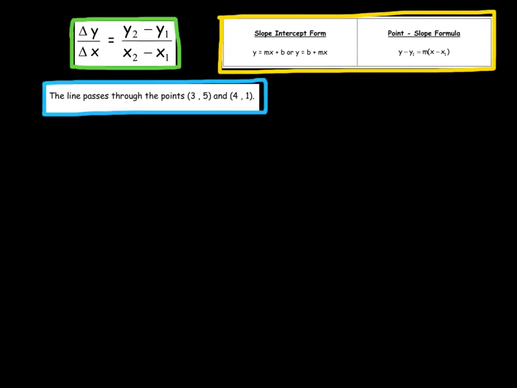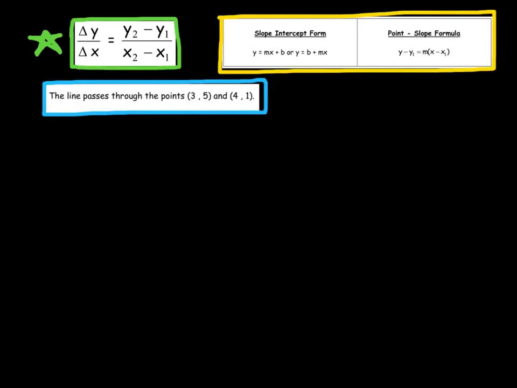Alright, so let's look at a second one that's a little bit different now. This one just tells me that the line passes through the points 3, 5, and 4, 1. So I'm given 2 points. When you're given 2 points, you still have to find the slope by using the change in y over the change in x, this formula here. Now, you can do y2 minus y1 over x2 minus x1, or you can look at the points in the table and see the exact same thing.